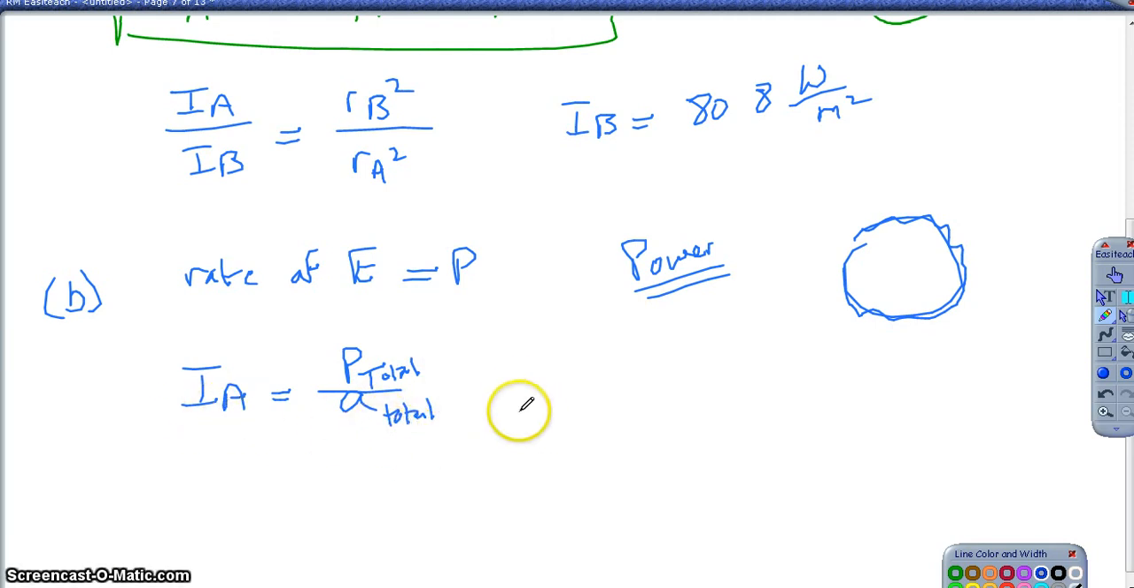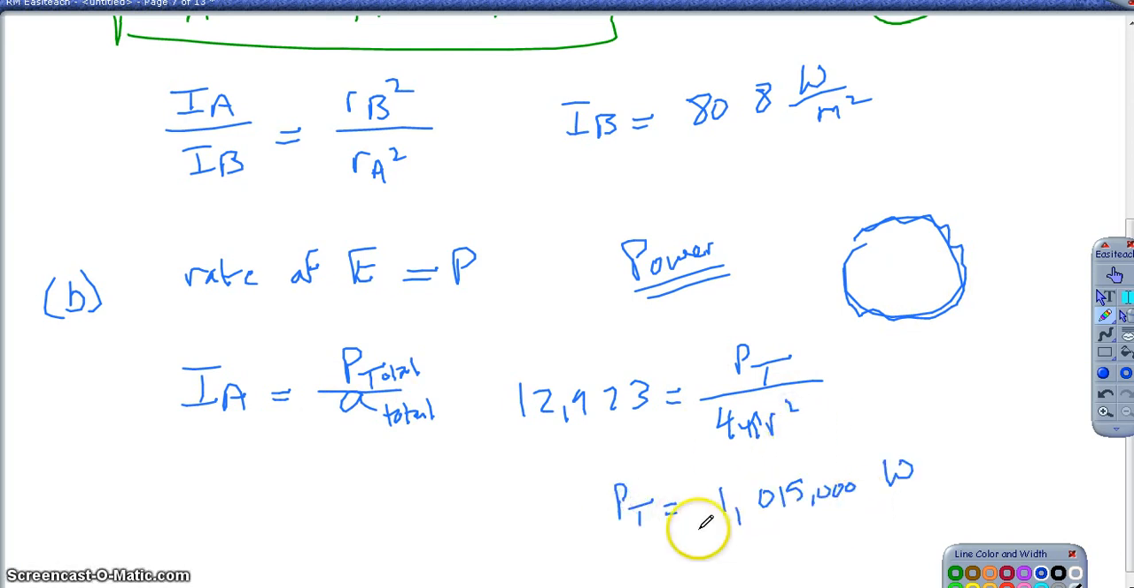Since I know the intensity at location A is 12,923, I want to find the total power. The total area for the sphere would be 4 pi r squared. So I just need to solve that at 2.5 meters away, and I'll leave it to you to do that. And when you do, you should get about 1,015,000 watts of power from the source.